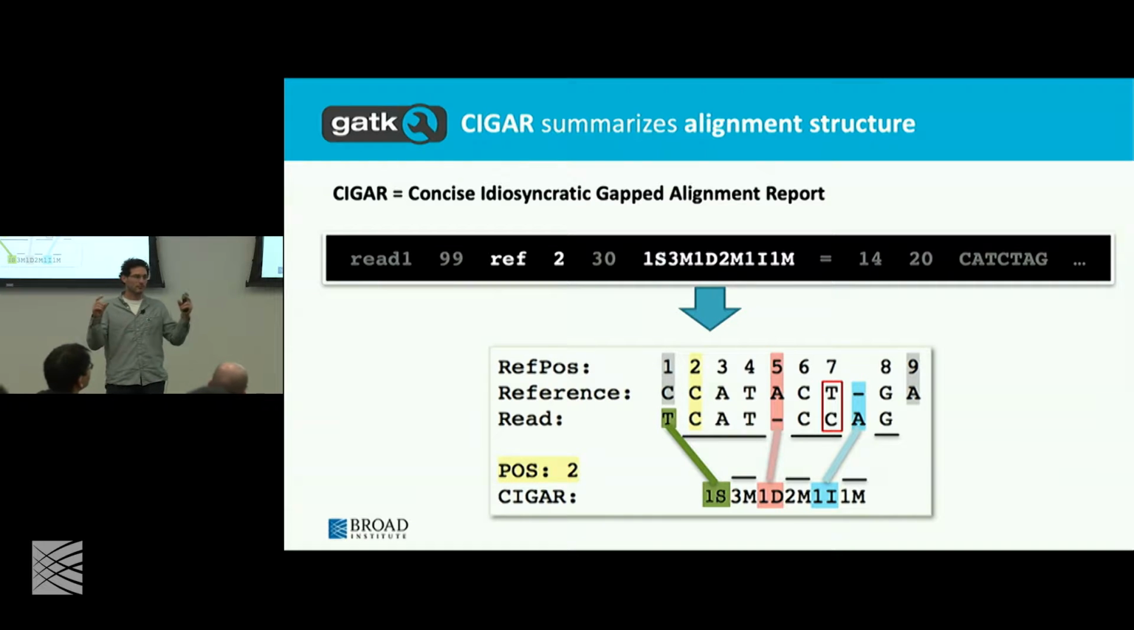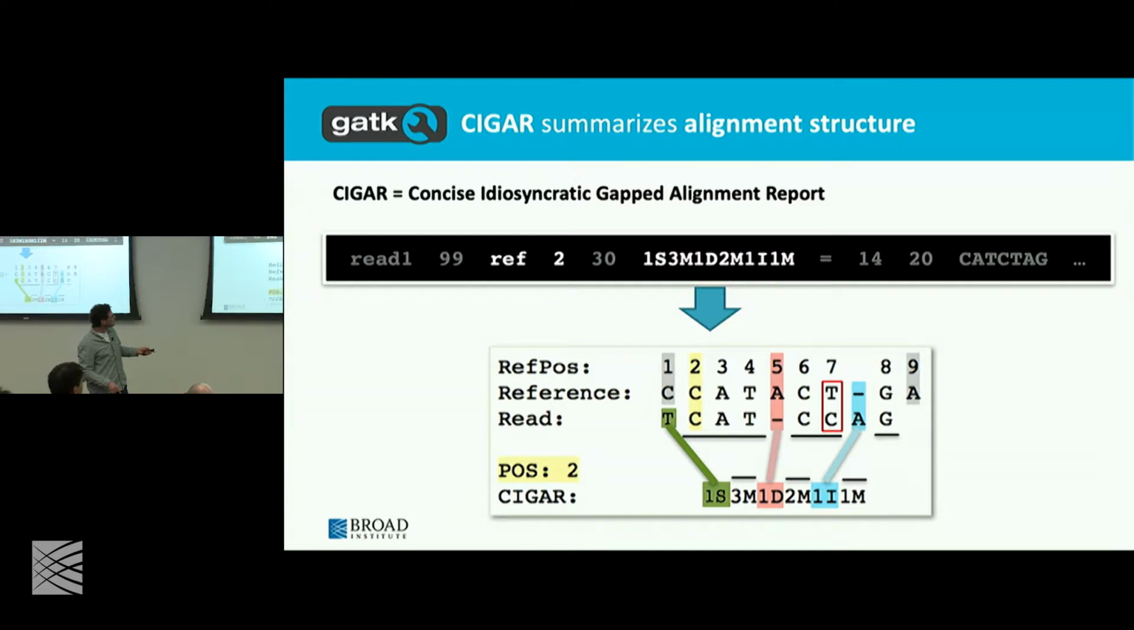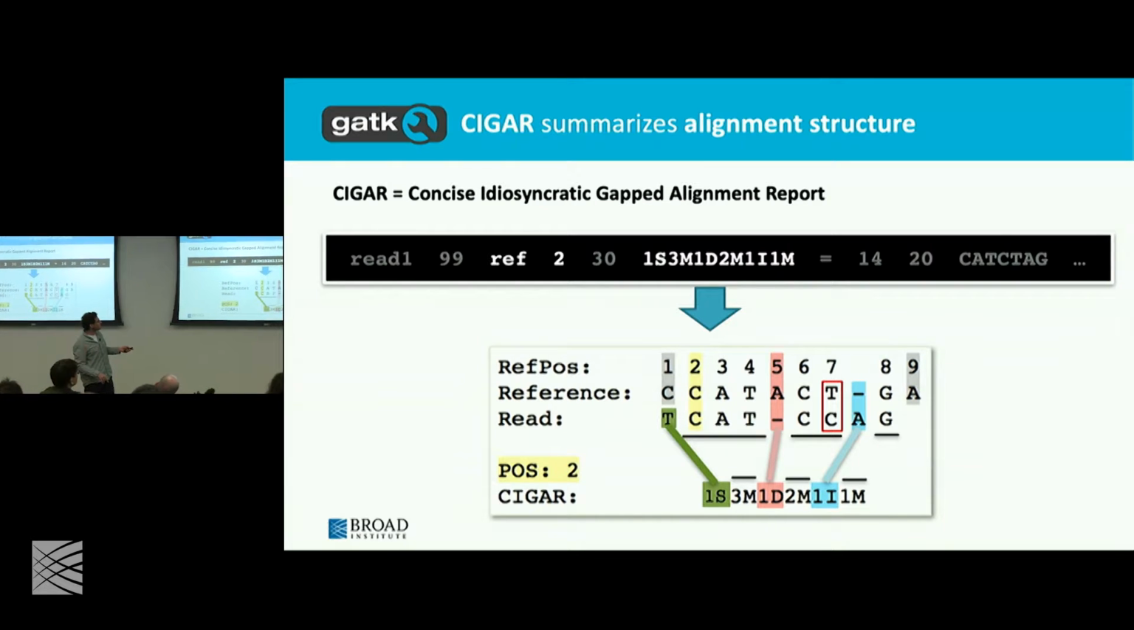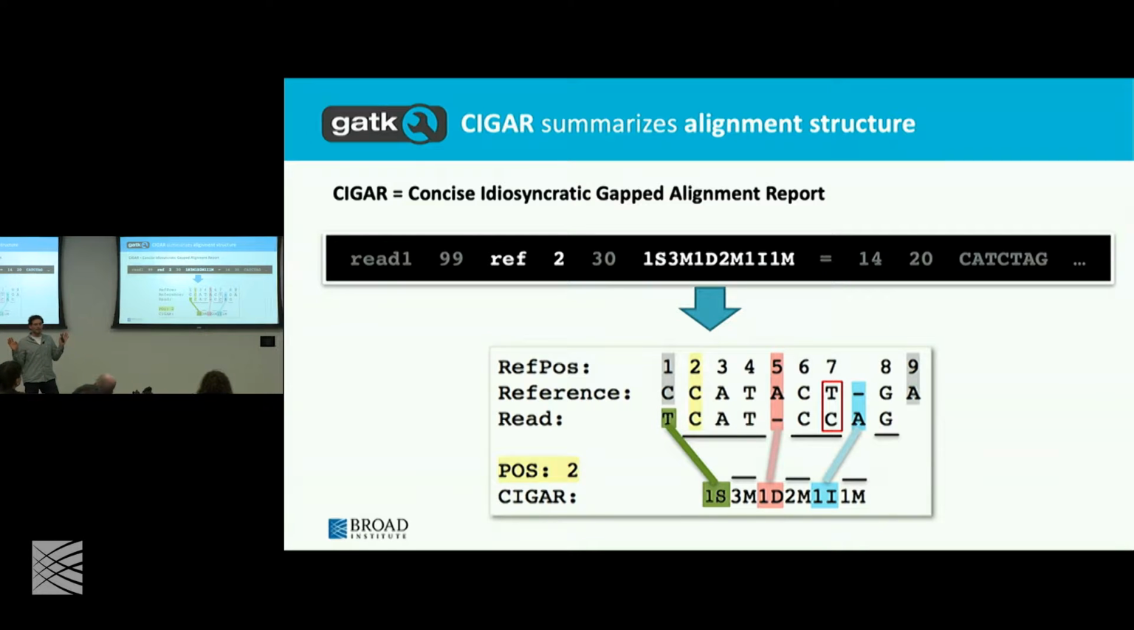Basically, if you try to draw this as a cartoon, this is where it is. This is the reference position, here's the reference, and here's the read. Notice that here is a soft clip, so it doesn't care what's going on here. These are 3 matches. Then there's a deletion, 2 more matches, 1 insertion, and then 1 more match. Now, this A could have been anything, and it would still be 3M.